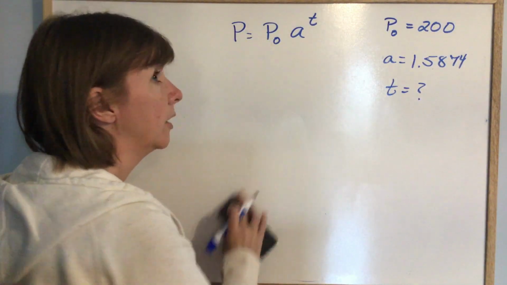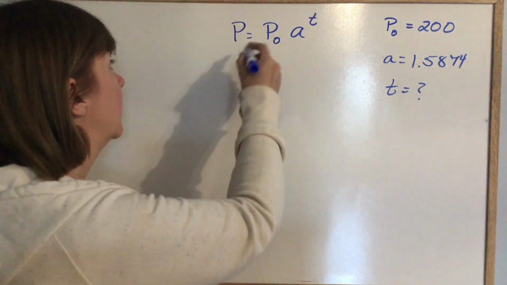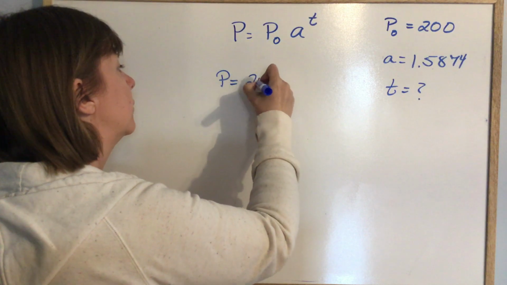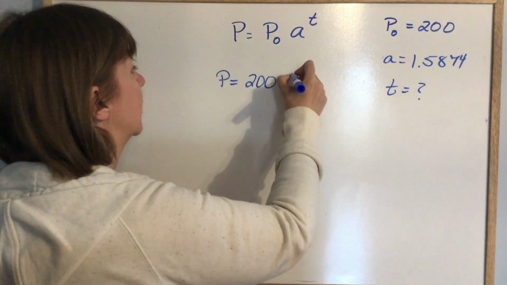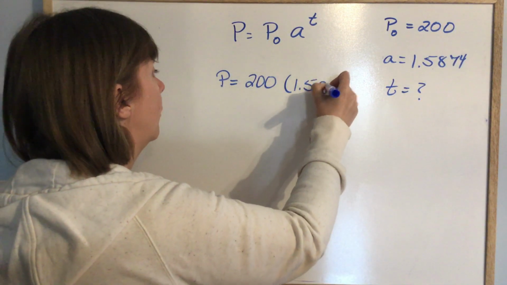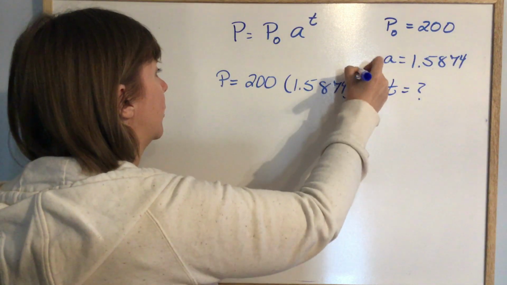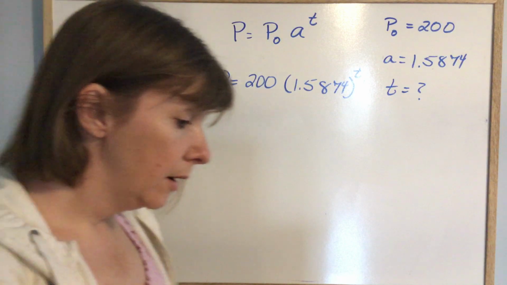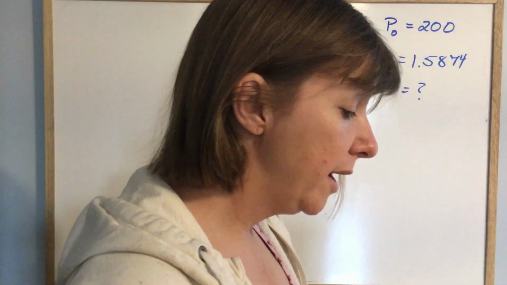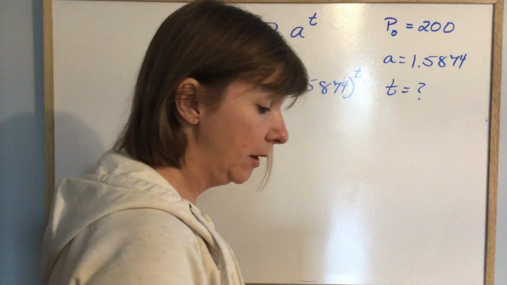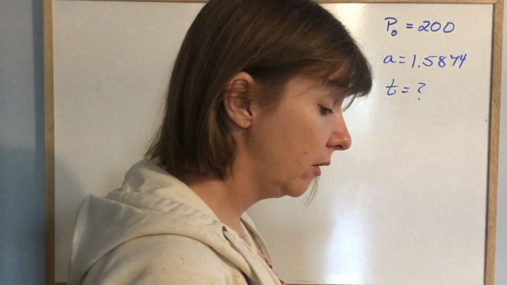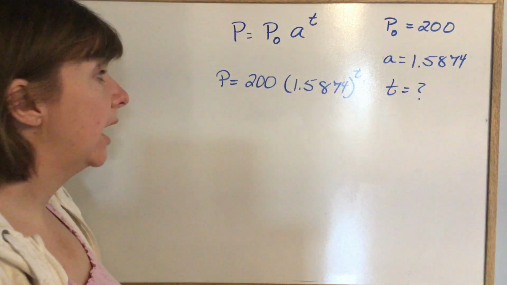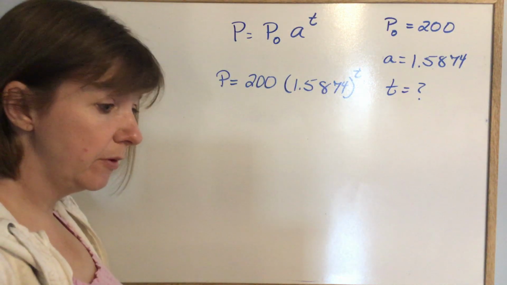C is really where the derivative comes in, and again, I can put in some generic numbers here. I know that the original population is always 200. I know that A is always 1.5874. So there's sort of my generic formula. And it says determine the rate of change of the population after 1 hour and after 6 hours. So what I would have to do is I would have to do the derivative.